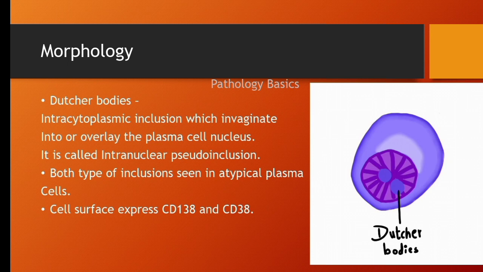Dutcher bodies are intracytoplasmic inclusions which invaginate into or overlay the plasma cell nucleus, and they are called intranuclear pseudo-inclusions. Both types of inclusions are seen in atypical plasma cells. The antigen expressions which are specific to plasma cells are CD138 and CD38.